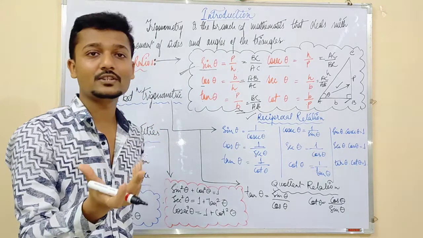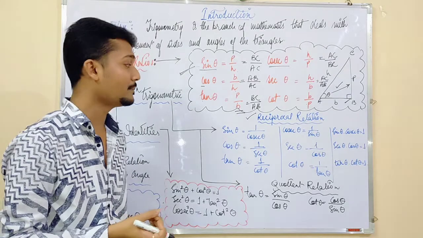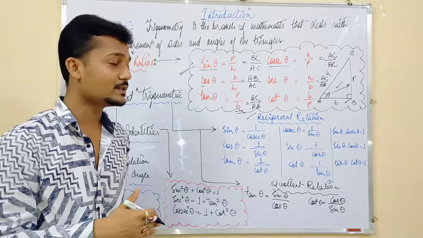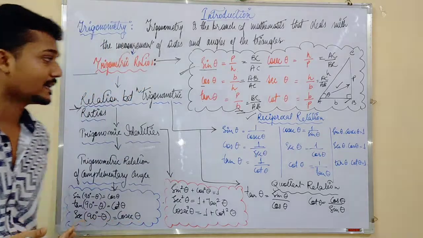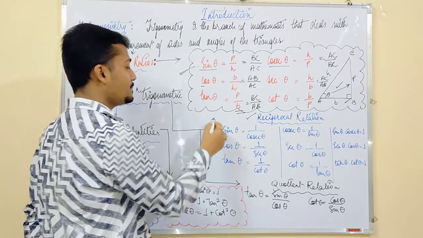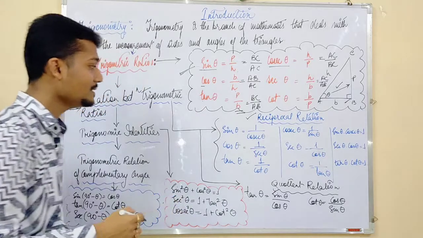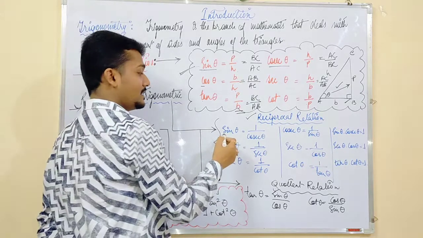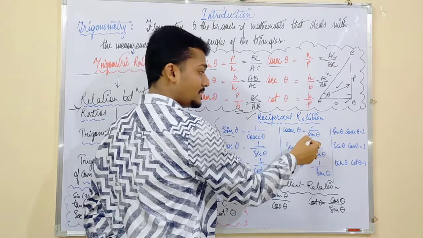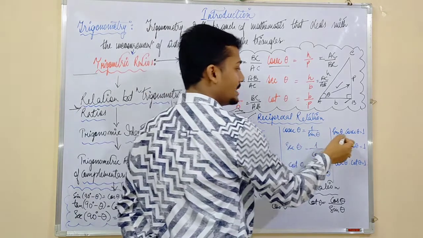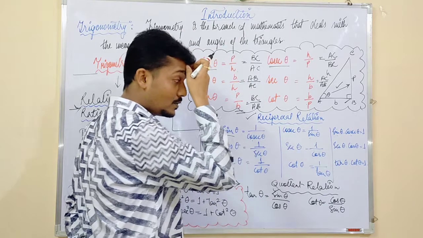Just with the help of that concept I want you to remember. So now in today's class we will try to relate them. We will be seeing the reciprocal relation. In reciprocal relation, these many things come. That means sine theta is equal to 1 by cosec theta. That means cosec theta will be equal to 1 by sine theta, isn't it? And sine into cosec is equal to 1. How is sine into cosec equal to 1?